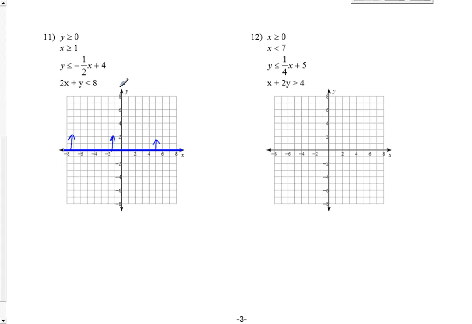For x is greater than or equal to 1, I go over to x equals 1 and draw a vertical line through x equals 1. Greater than 1 is going to be to the right. Now, for y is less than or equal to negative 1/2 x plus 4, I'm going to go up to 4 and plot my point. I'm going to go down 1 for the negative 1/2, and positive 2, so down 1, right 2, down 1, right 2. And now I have that line.